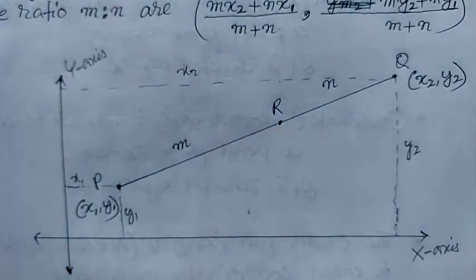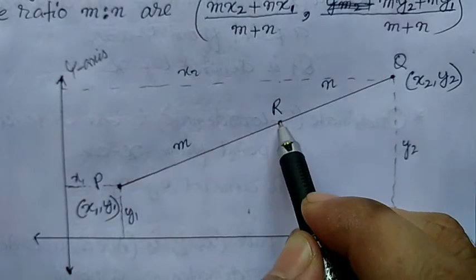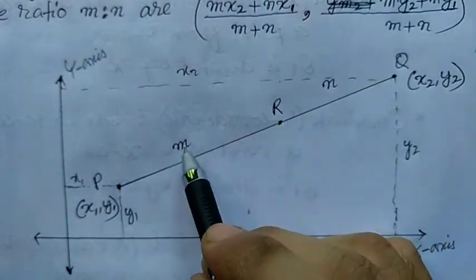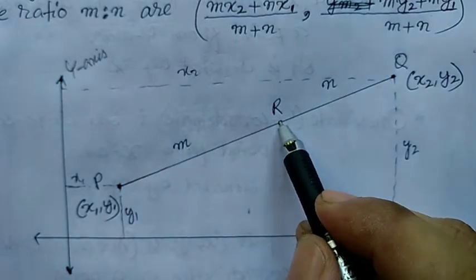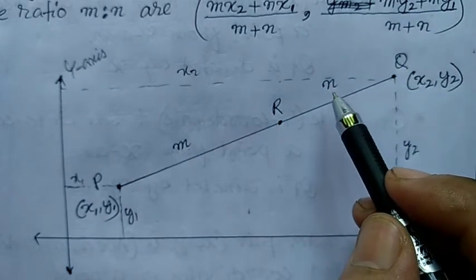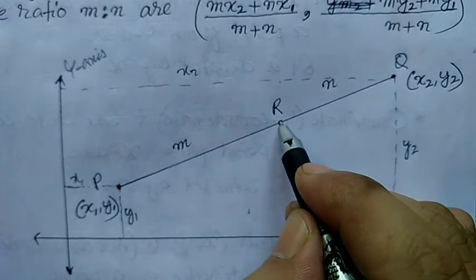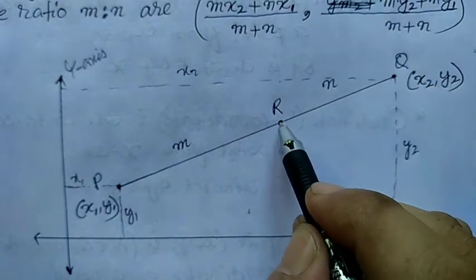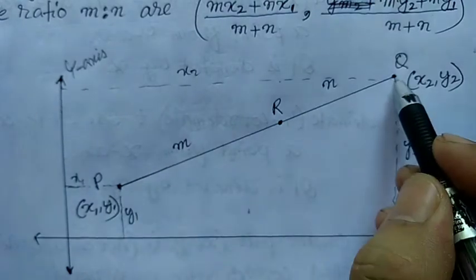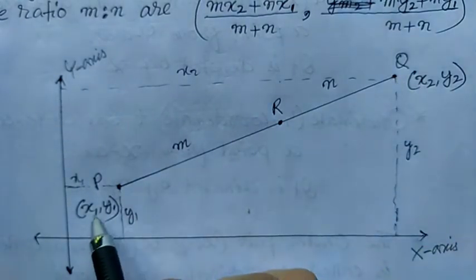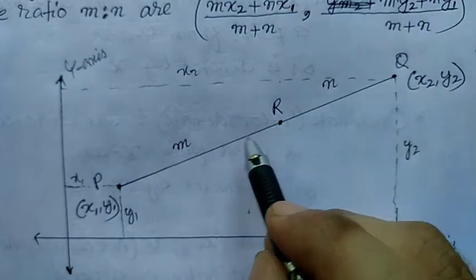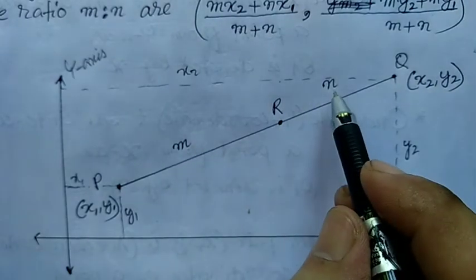Now this line segment is divided at point R in the ratio m is to n. That means from P to R the length is m, and from R to Q the length is, let's say, n. Now we want to find the coordinates of this point R, which divides PQ, the line joining (x1, y1) and (x2, y2), in the ratio m is to n.